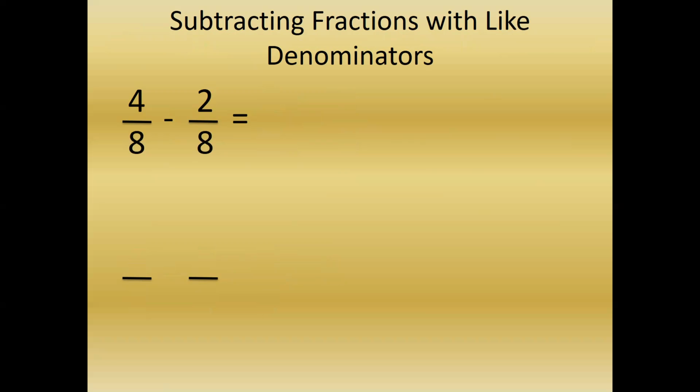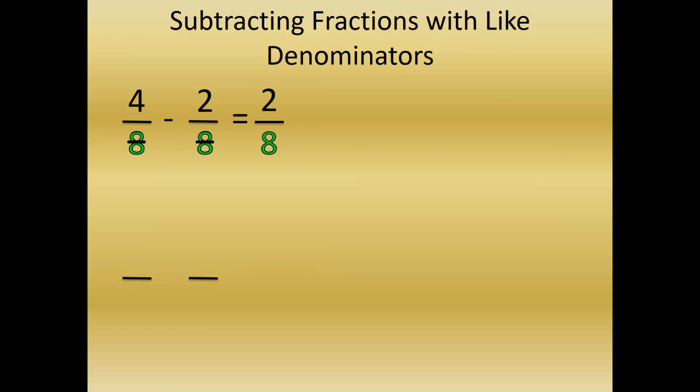So we have 4 over 8 minus 2 over 8. Because our denominators are the same, we can cross them out, just put the 8 in the denominator spot for the answer, and then we subtract just like we would if it was just 4 minus 2. So 4 minus 2 is equal to 2. So 2 over 8 is our answer.